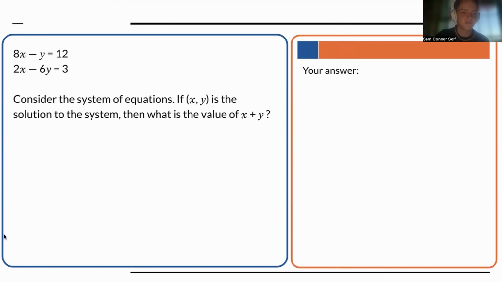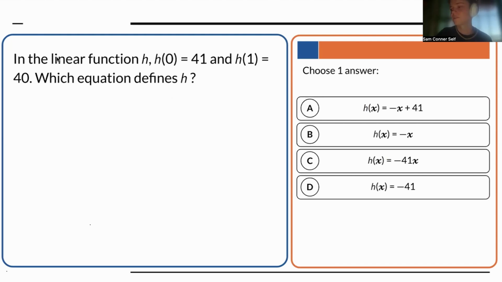Okay. So moving on to the next problem. All right, let's see how much time we have. Okay, we have a couple more minutes left. So in this linear function, h of 0 is equal to 41, and h of 1 is equal to 40. Which equation defines h? Before I go ahead and solve this, I'm going to ask you guys to put your answer choice in the chat, because this should be a pretty fast question for you to solve.